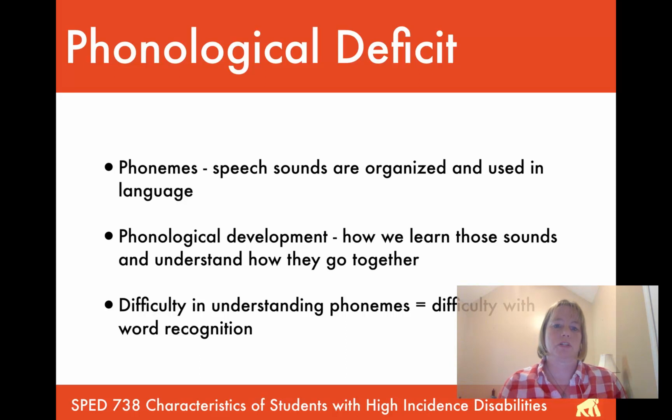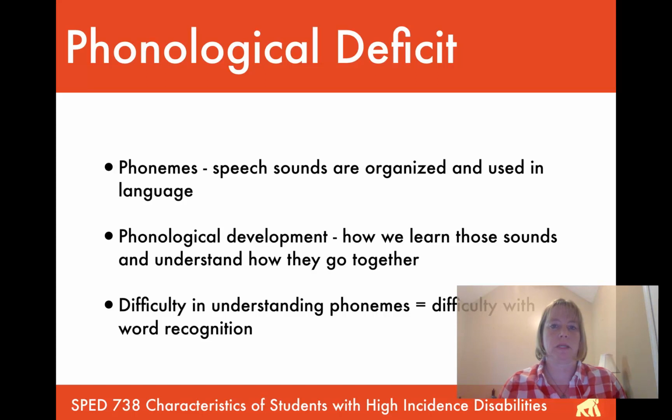And when we talk about phonological development, these are usually skills that we're learning in preschool, kindergarten, and first grade, learning how those sounds go together. How we understand how they go together is really critical for students. And so students that have dyslexia really have some neurological processing issues there with being able to put those sounds together, to hear those sounds together and really understand them, and identify them in words. What we have found is that students that have this difficulty in understanding phonemes really have difficulty with word recognition, which makes sense.